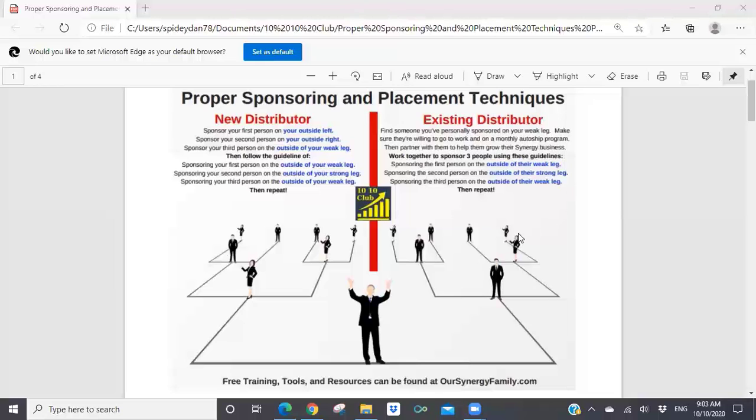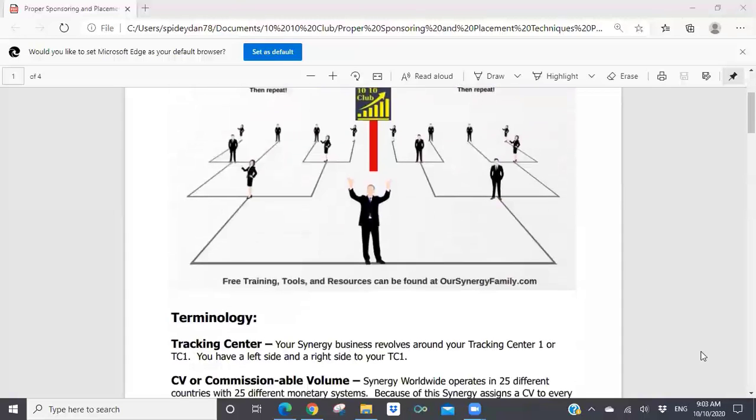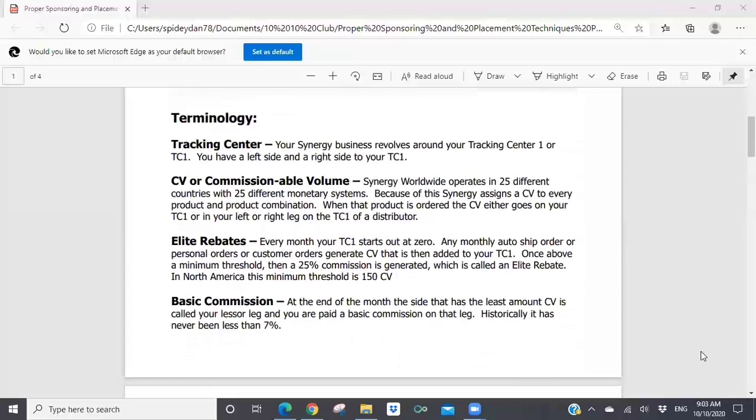So I'll get into this image a little bit later, but what I want to first do is cover some terminology that is part of Synergy Worldwide. When someone joins Synergy Worldwide, they get a tracking center. It's called Tracking Center 1. That's basically the hub of your Synergy business.